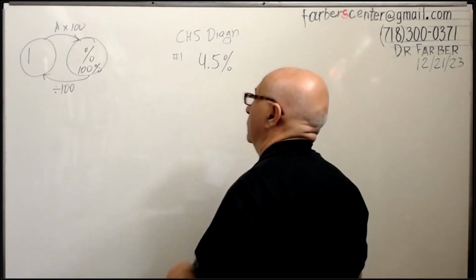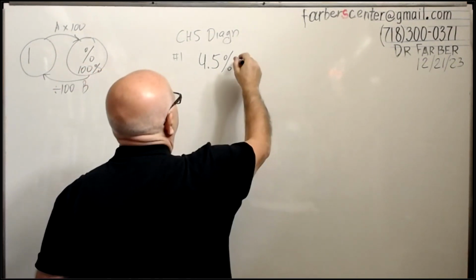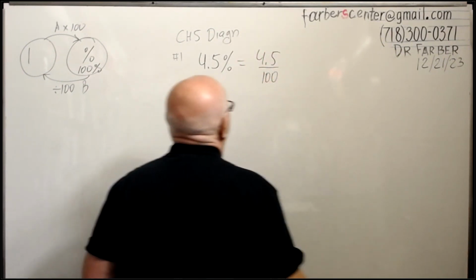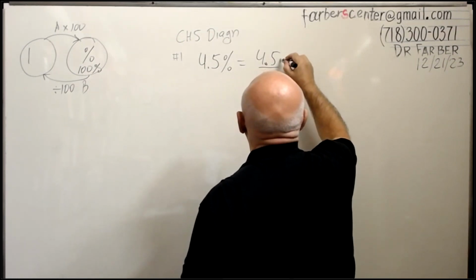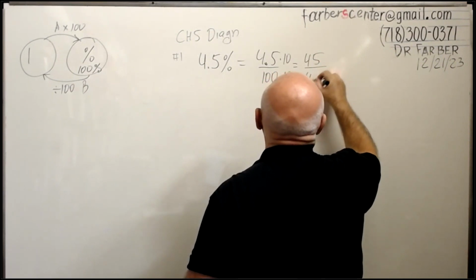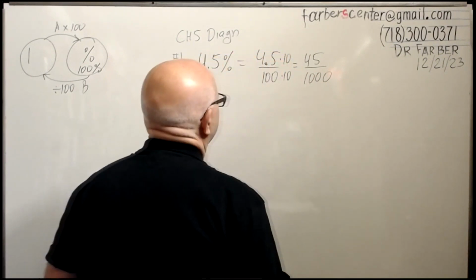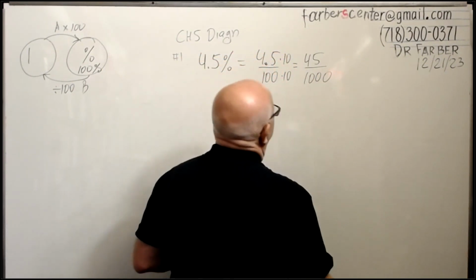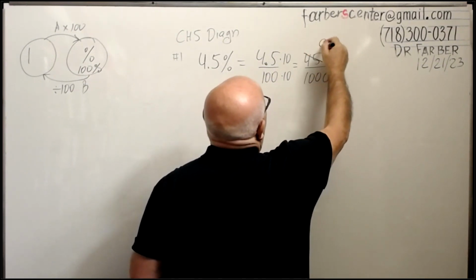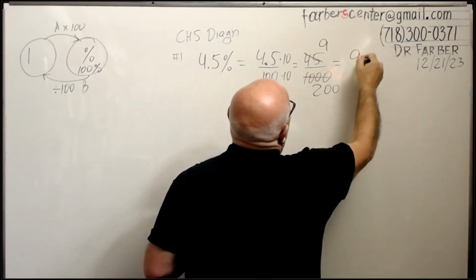Since you have percent convert to number, I go to branch B. And it's like 4.5 over 100. Get rid of this decimal. How? I multiply this and this by 10. I will get 45 over 1,000. So far so good. And they ask you to simplify this. If I divide numerator and denominator by 5, I will get 9 over 200. It's 9 over 200.